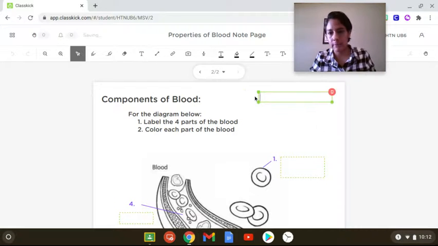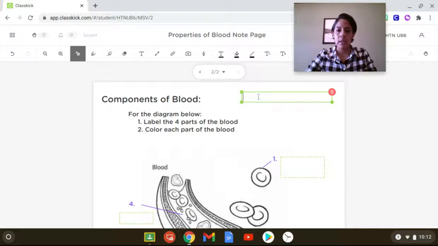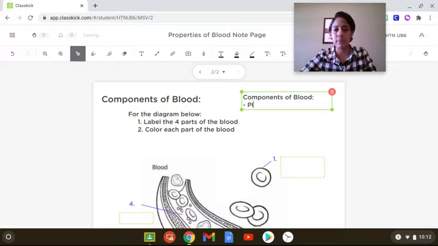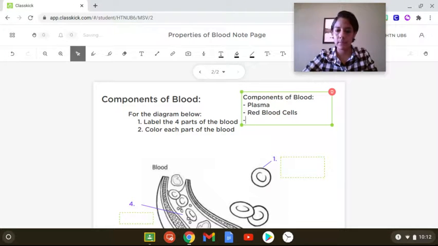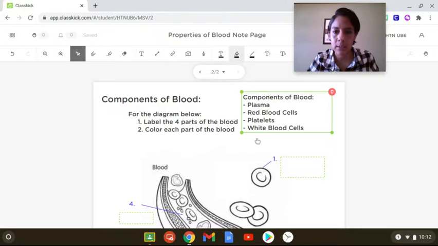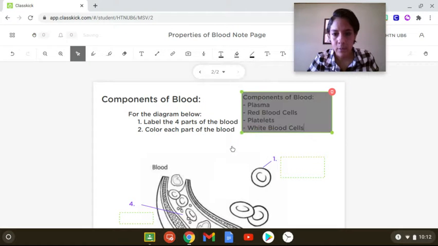So the first thing I'm going to have to tell you, because I forgot to write it here, is that the components of blood, we talked about it briefly in the notes, and we're going to talk about it more on Monday, are the plasma. That's the liquid or fluid component, red blood cells, platelets, and white blood cells. So these are the 4 terms that you're going to need to put in one of those boxes down below here. Okay, so I'll just make that a different color so we can see it a little bit better.